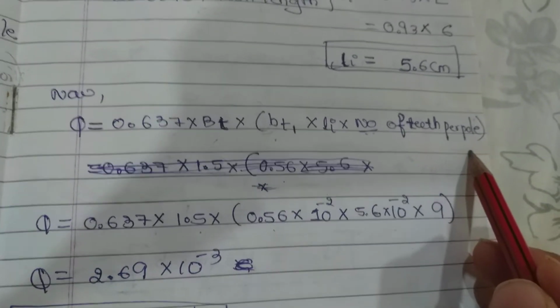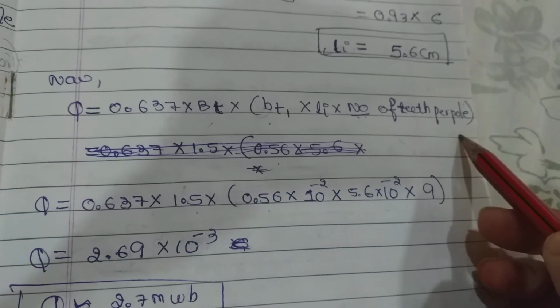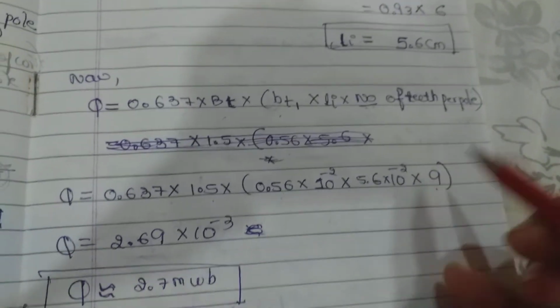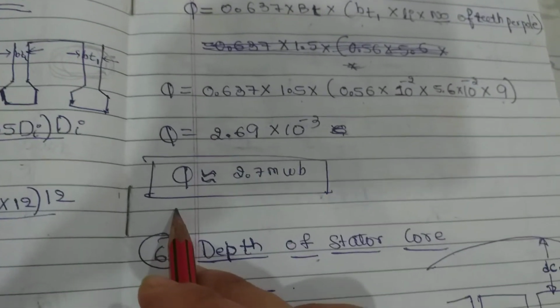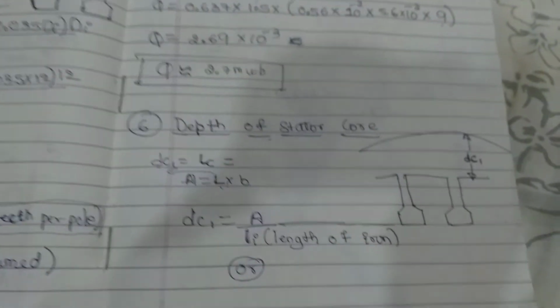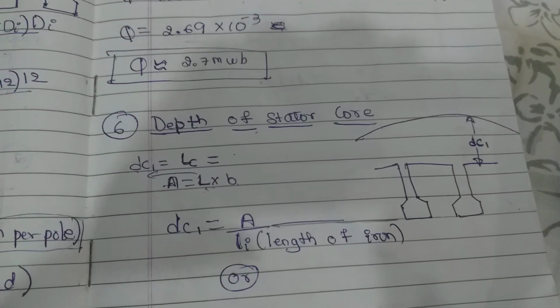Number of teeth per pole can be assumed between 9 to 12, but here we have taken 9. So now flux phi, how much are we getting? 2.7 milliweber. Next, our sixth aim is to calculate the depth of the stator core.